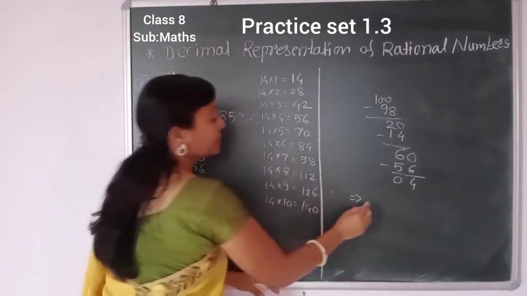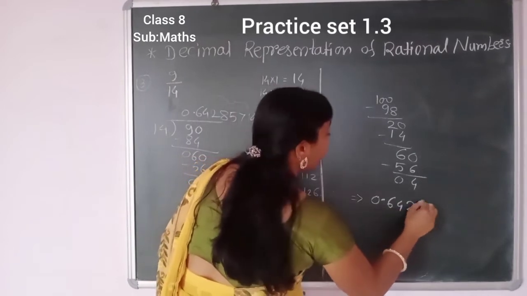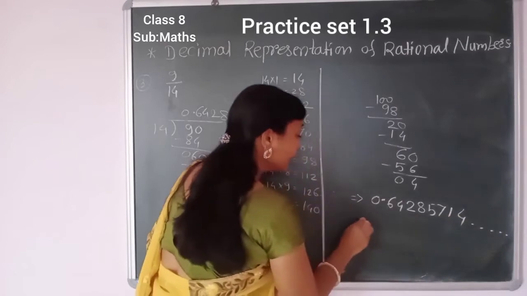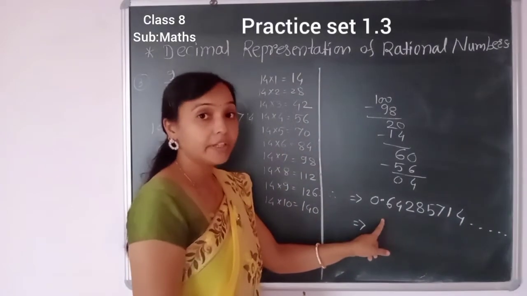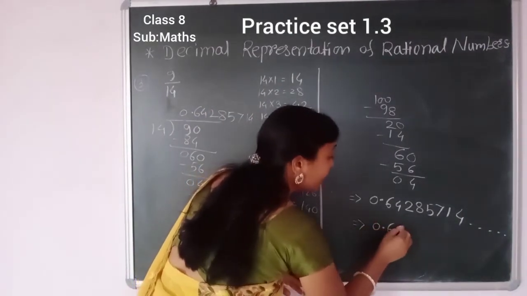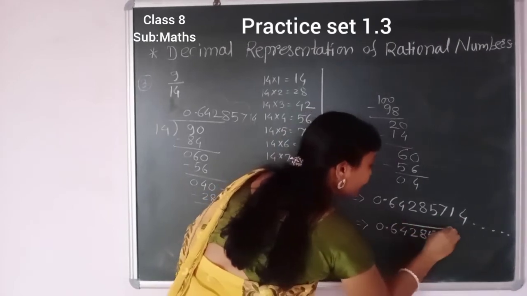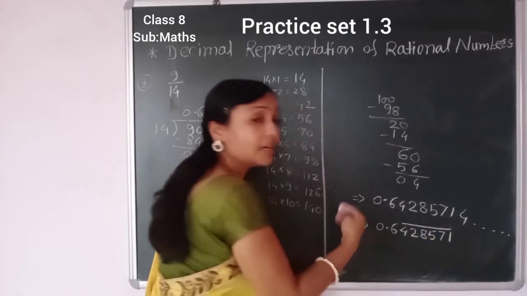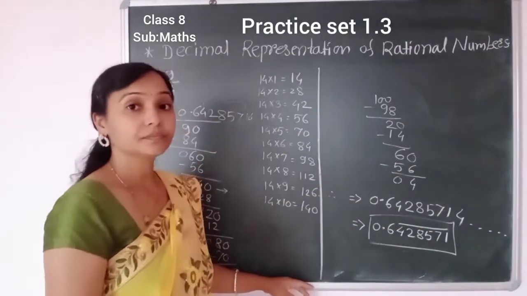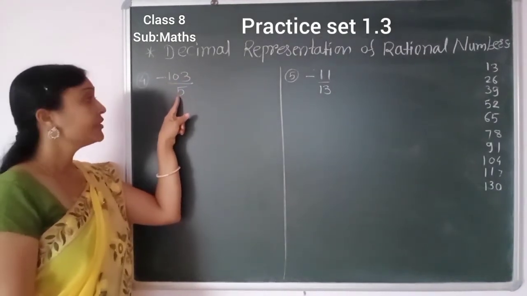Therefore our answer is 0.64285714 and so on. So it is the non-terminating and recurring decimal form of the rational number. So we write 642857. This group of digits will be repeated again and again. This is our answer. Our next example is minus 103 divided by 5.